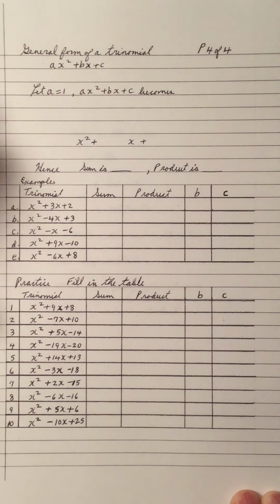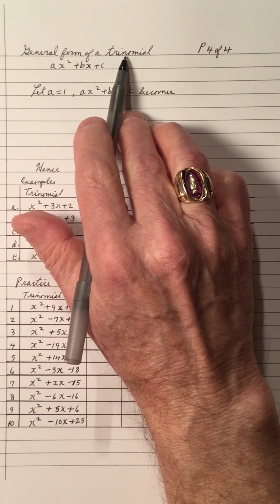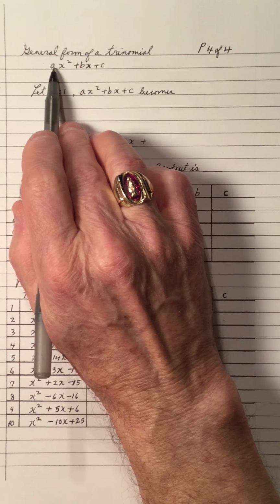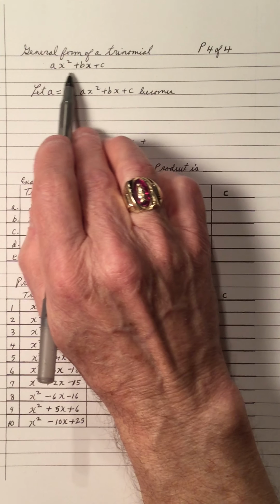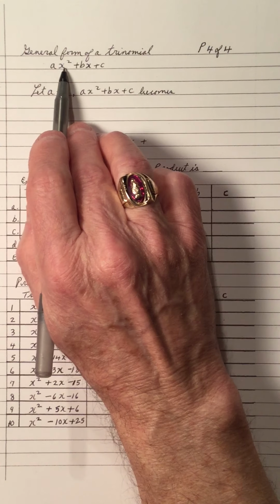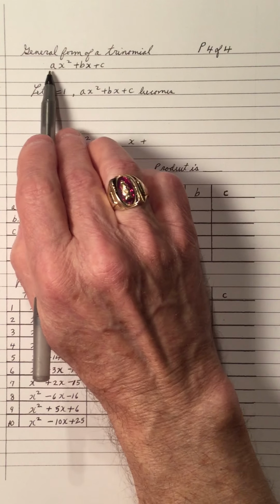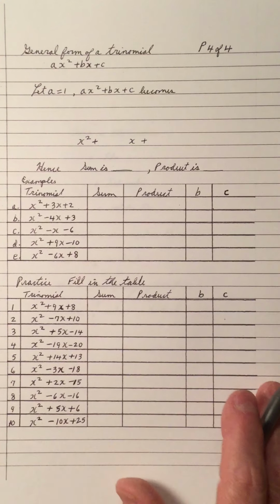Well, the general form of a trinomial that you'll see written down is ax squared plus bx plus c. That's the general form of a trinomial. A, b, and c, x squared, x, and a constant. That you will see over and over again in the math that you're going to learn in the future.